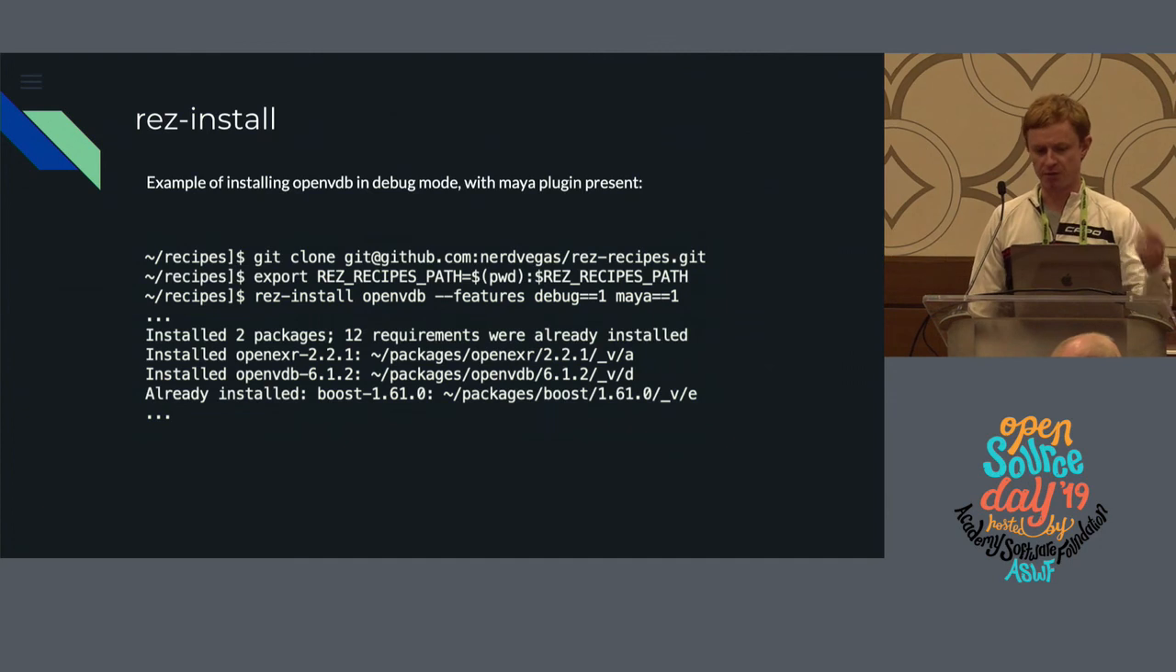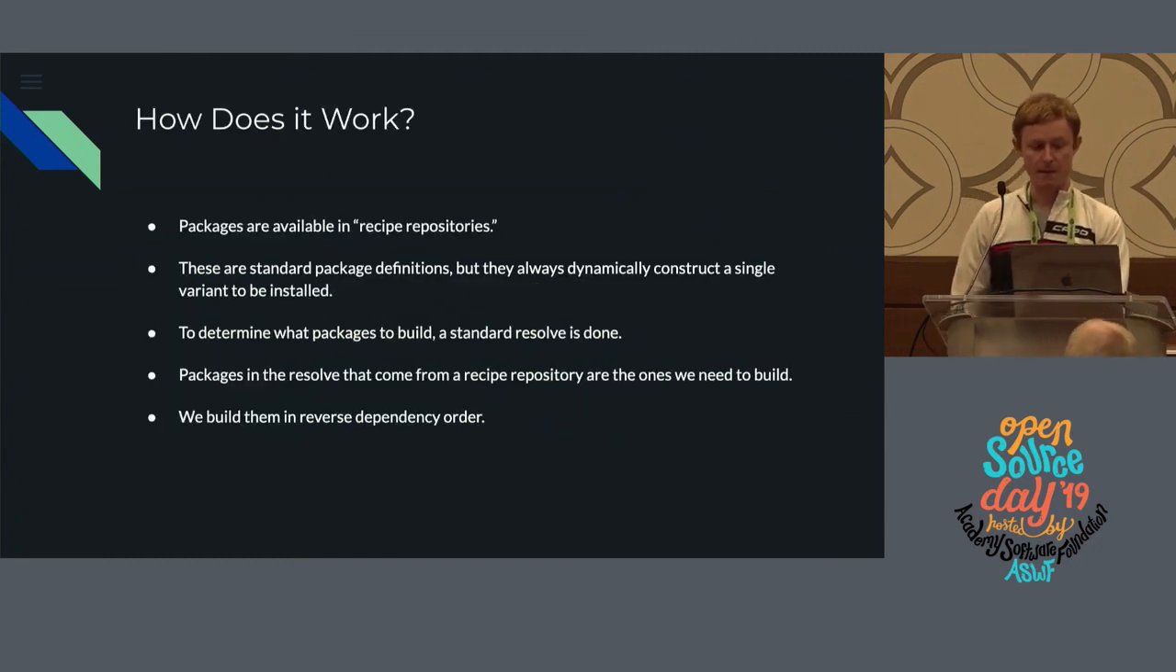And then it's going to go through and find some packages that need to be built and do that in the right order, and perhaps some that don't because they're already installed at the studio. So yeah, I already explained, I think, a lot of this just now. Packages can exist in recipe repositories. So they're standard package definitions, but what they do is they programmatically construct a single variant to be installed, and that'll make a bit more sense in a second.